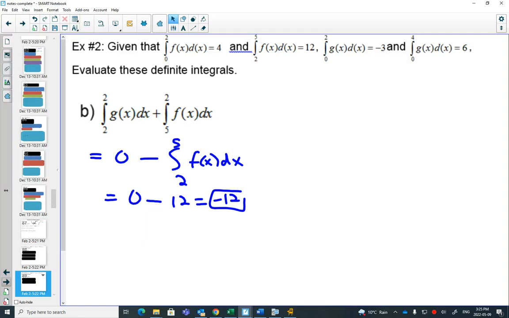So here we have from 5 to 2. And the given was from 2 to 5, so we put a minus sign in front using that property.